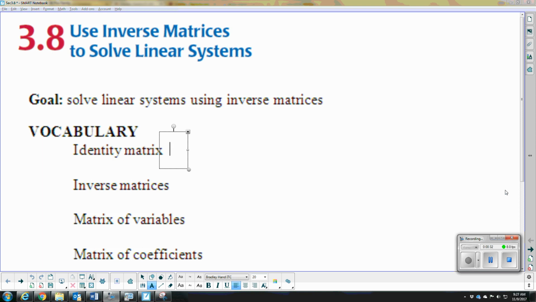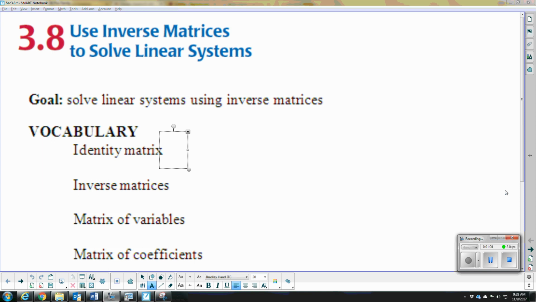And in order to do that, we need to find the inverse matrix of one of the matrices in our equation, our coefficient matrix. So we're going to define a few terms first. So first, the identity matrix. We're going to identify the identity matrix just like the identity property of multiplication. 1 is the multiplicative identity, 0 is the additive identity. We also have our identity for a matrix.